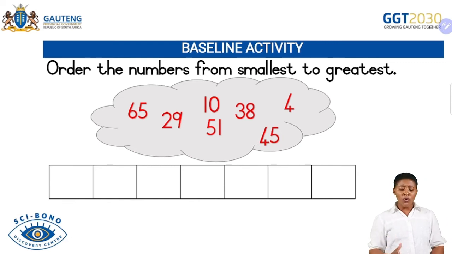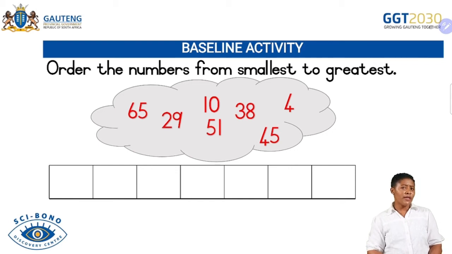I want us to order the numbers from smallest to greatest. We have the following numbers: 65, 29, 10, 51, 38, 45, and number 4. Arrange the following numbers from smallest to the greatest, meaning smallest to the biggest.